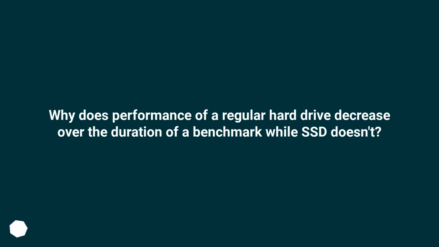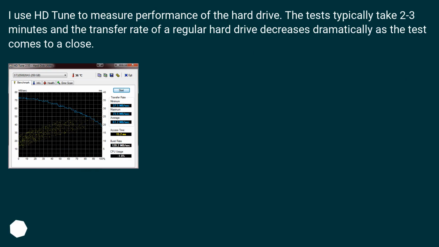Why does performance of a regular hard drive decrease over the duration of a benchmark while SSD doesn't? I use HD Tune to measure performance of the hard drive. The tests typically take 2 to 3 minutes and the transfer rate of a regular hard drive decreases dramatically as the test comes to a close.